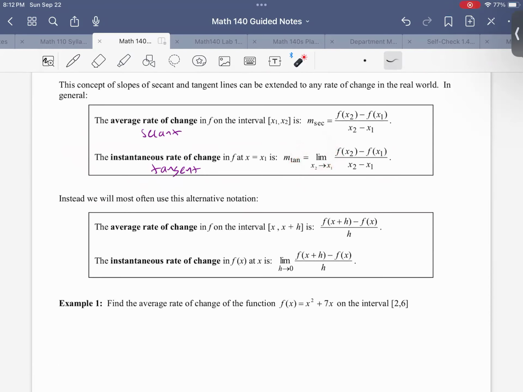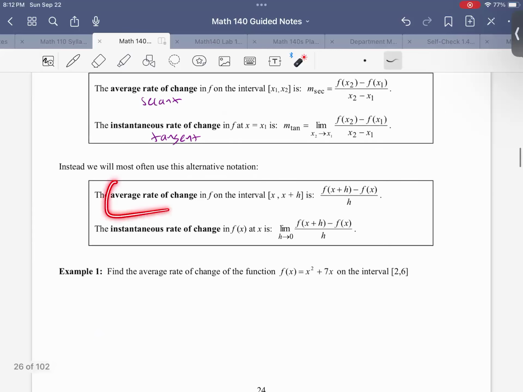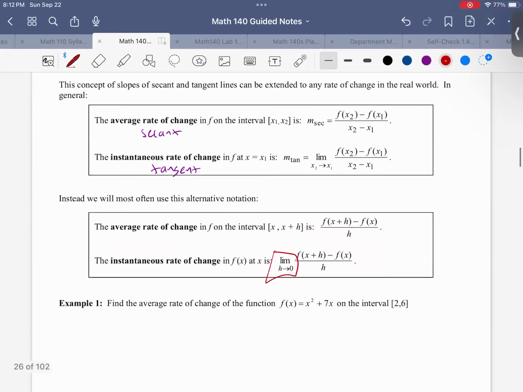Okay, but here's some more mathy notation, right? Average rate of change, still talking about the same thing, but we have f of x plus h minus f of x over h, right? And then for instantaneous rate of change, we will have this formula right here, as opposed to, we have this limit now, okay? Because we're getting really, really close to that point.